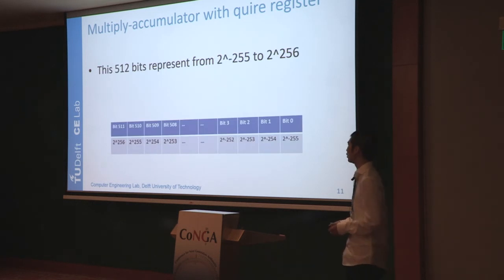In my implementation, I use 512 bits to represent the range from 2 to the power of minus 255 to 2 to the power of 256. But in practice, we don't need to use 512 bits. In my design, in order to make the implementation easier, I chose to use this number.